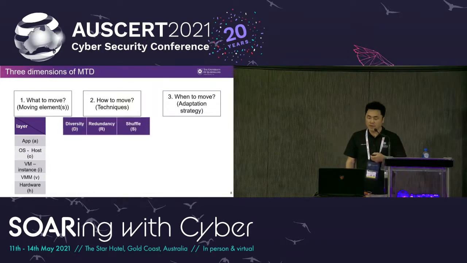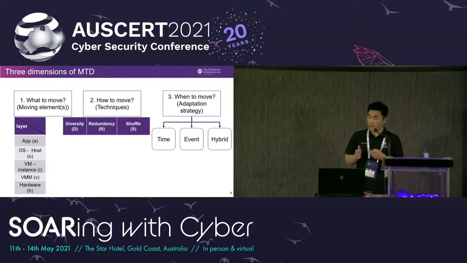And then the second one is about how to move. I classify them into three different categories, including diversity, redundancy, and shuffle. Okay. And for the when to move, we can divide them into three cases: time-based, event-based, and hybrid type. So now I'm going to talk about them one by one.